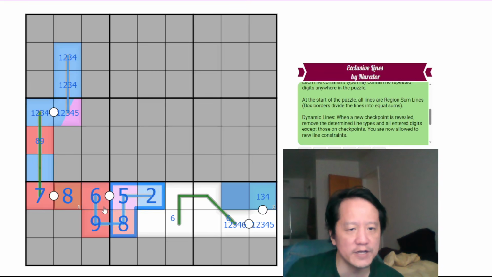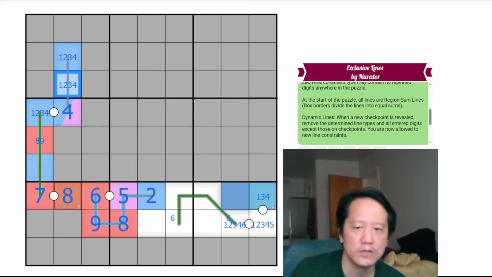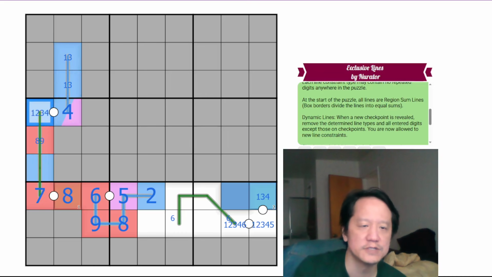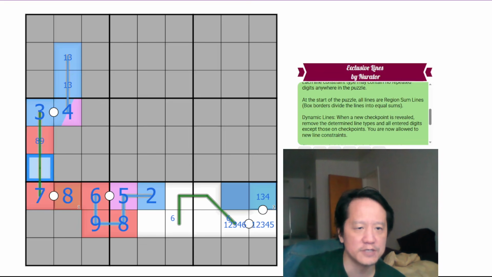So 2, 5, 8 add up to 6, 9, and therefore that leaves 1, 3 adding up to 4 here. So this is 4, and this is 1, 3 as a pair. This is consecutive with 4, so it must be 3 only. This is 3 next to 8 or 9.